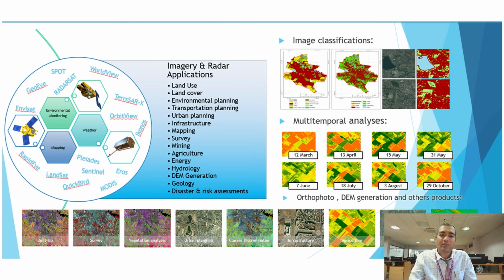Okay, so these are some of the examples of applications where you can use it: land use, land cover, environmental planning, transportation planning, urban planning, infrastructure, mapping, survey, mining, agriculture, like that. N number of applications are there.